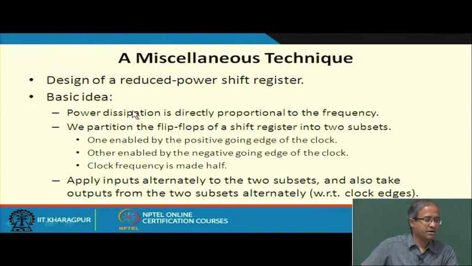And one last technique we discuss here, this is a miscellaneous technique, very specific. This is a reduced power shift register. Now, a shift register normally is what? It is a chain of D flip flops connected in cascade. We feed data from one side, with the clock they get shifted, and we take the data from the other side. Let us say I have an n stage shift register, and I am clocking it with a clock of frequency f.